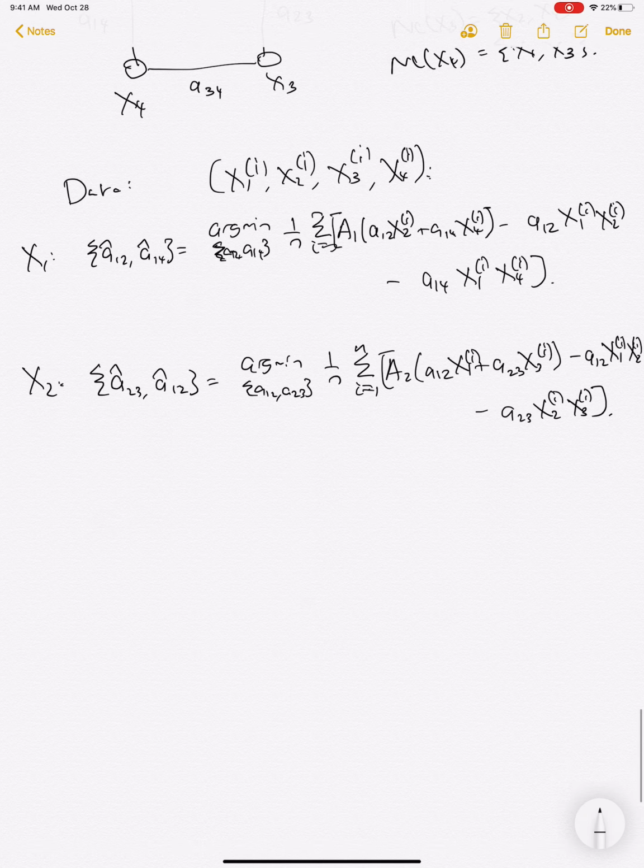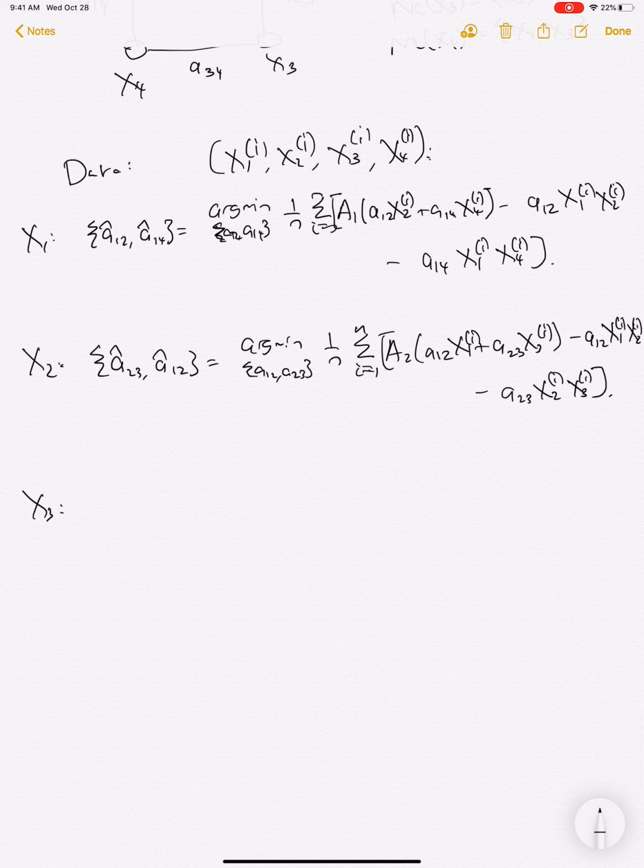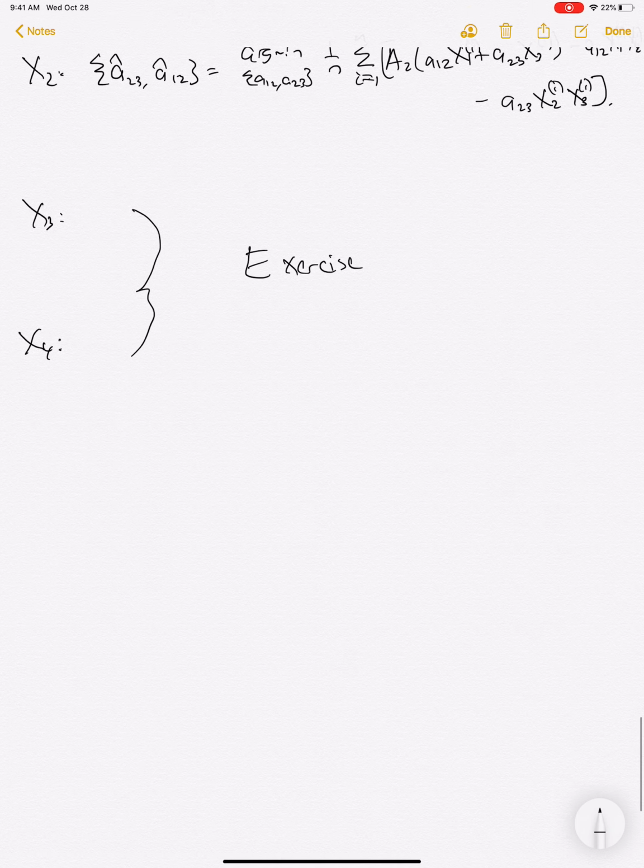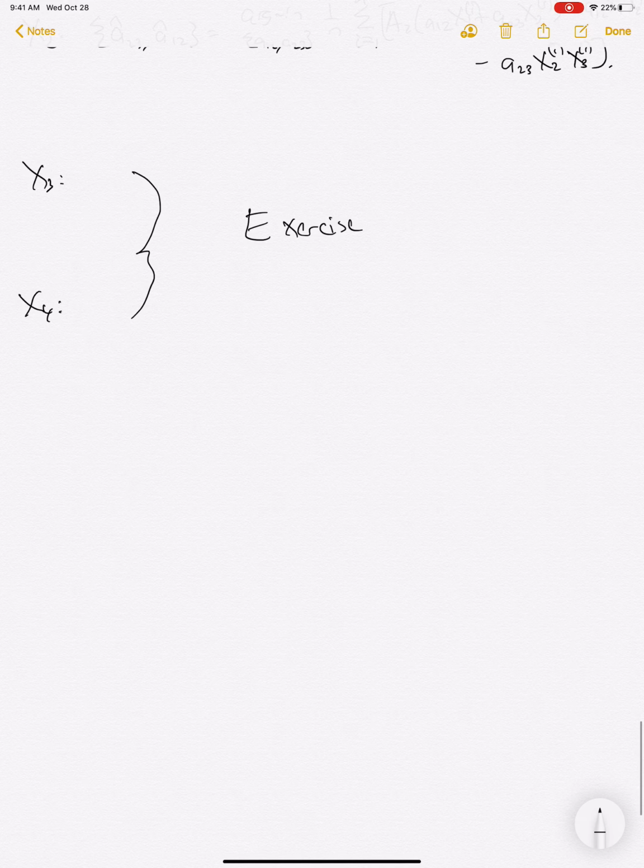Okay, I'm just going to leave x3 and x4 as an exercise. So hopefully, from what you've seen, there should be a pattern emerging here. Looking at this, some of you might notice that there's one issue or challenge, and this is something specific to undirected graphs that we didn't see with DAGs. So note that you get 2 estimates for each parameter.